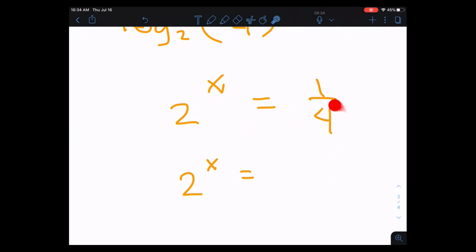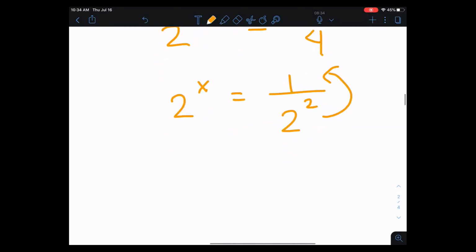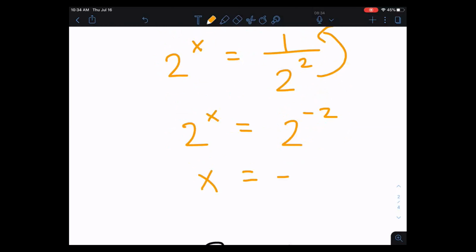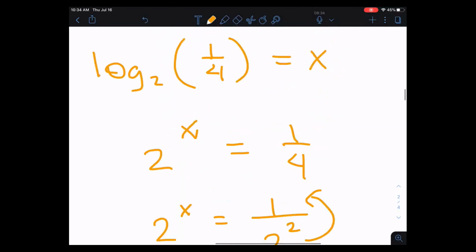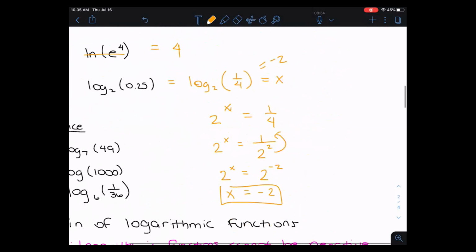So 4, we can make a negative power. We can rewrite it as 1 over 2 to the second power. 2 to the second power is the same thing as 4. But since it's in the denominator, we're going to move it over to the numerator to have them be the same thing. And whenever we switch from the denominator to the numerator, the exponent becomes negative. So now we have that x is equal to -2. So this is actually equal to -2. That's how we can get that.